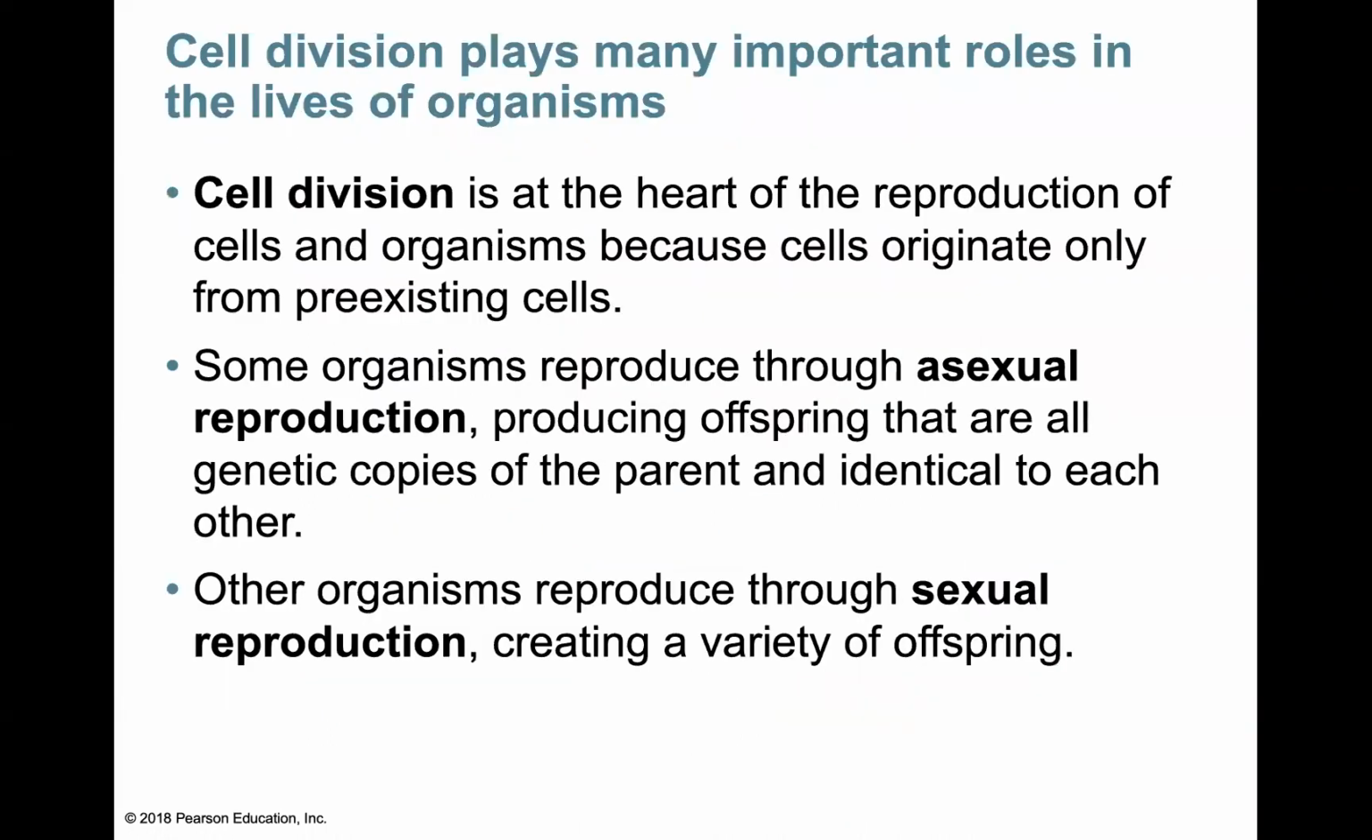And so right away, we understand that cell division plays many important roles in the lives of living things, right? So cell division is at the heart of reproduction of cells and organisms because cells originate only from pre-existing cells. We know that that is one of the tenets of the cell theory, right? And so an organism must continue to replenish their supply of cells. So some organisms can reproduce through asexual reproduction, while other organisms reproduce through sexual reproduction.